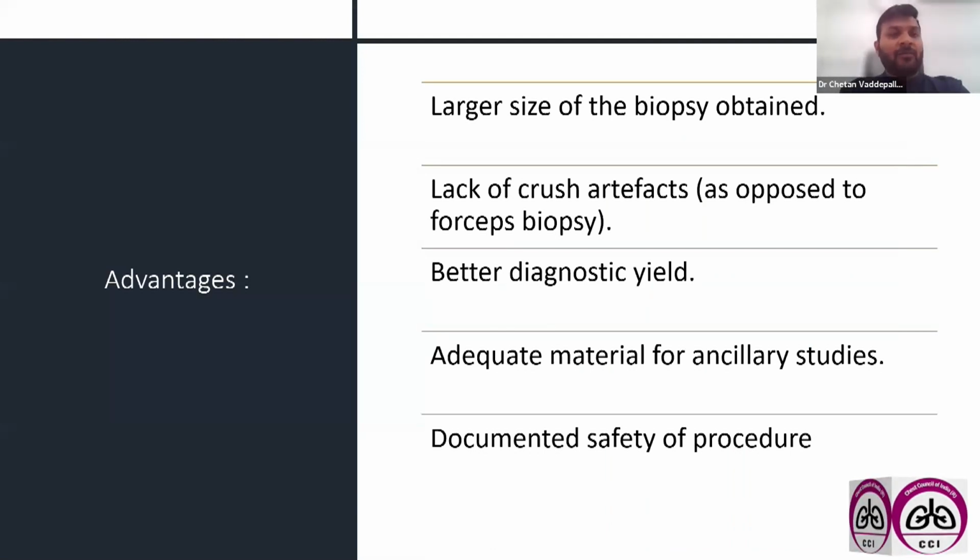So what are the advantages of cryolymph node biopsy? First is the larger size of the biopsy that is obtained. Lack of crush artifacts when you compare it with forceps biopsy. There is better diagnostic yield. The material is adequate for ancillary studies. You can do all your molecular studies and next generation sequencing studies. And there is documented safety of the procedure.